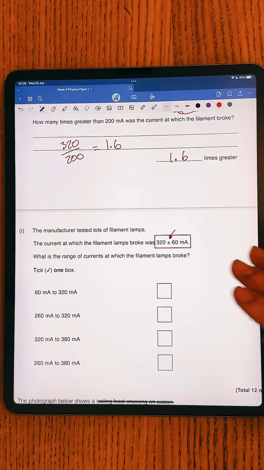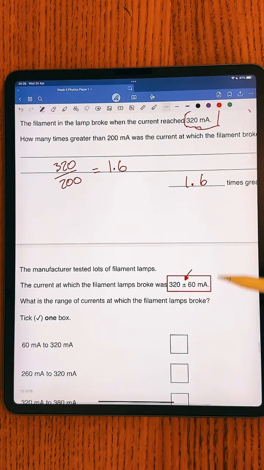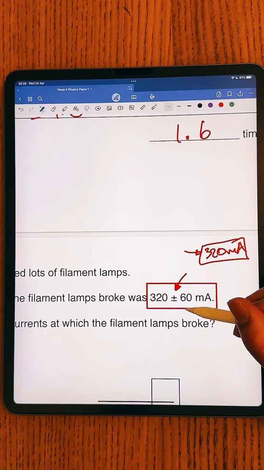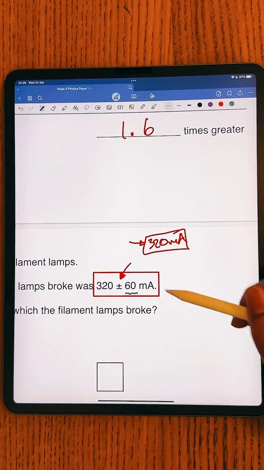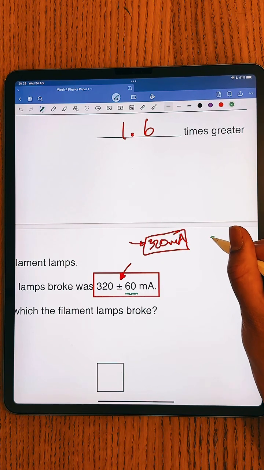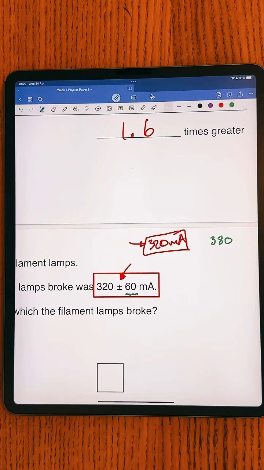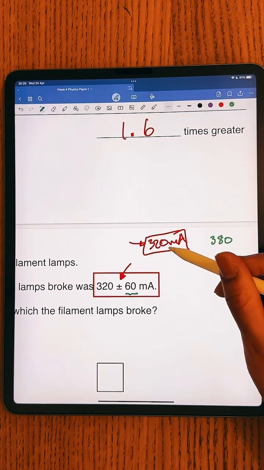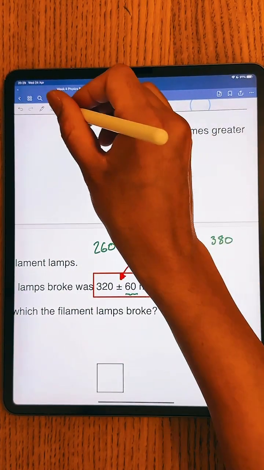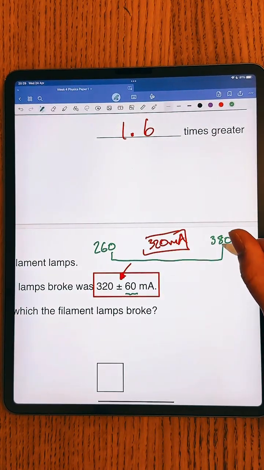So basically, whenever you get this symbol, for the current at which the filament lamp broke, you would usually just say 320 milliamps. That means if the current reaches 320 milliamps, it will break. But because they've got this extra bit here, that means it's not exactly 320 milliamps. It could be slightly more, it could be slightly less. And that's what this number tells us. So the maximum it could be is 320 plus 60, that's 380. And the minimum it could be is 320 minus 60, that's 260. So it's basically saying that for the lamp to break, it could be anything between these two numbers.